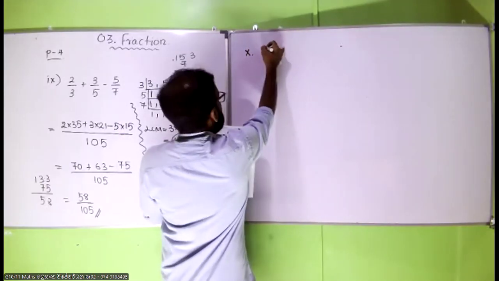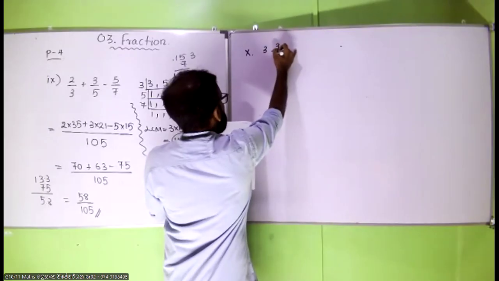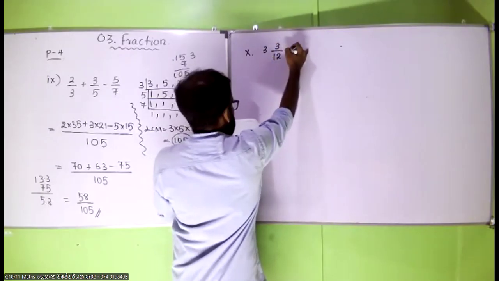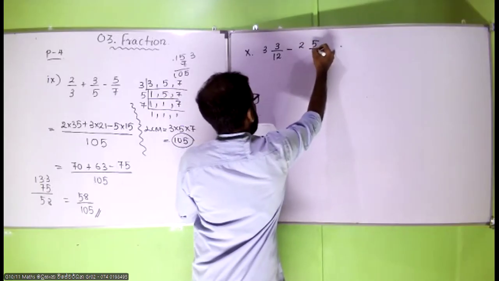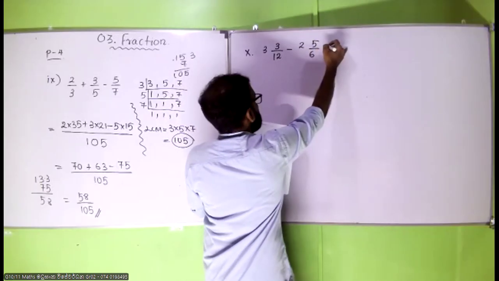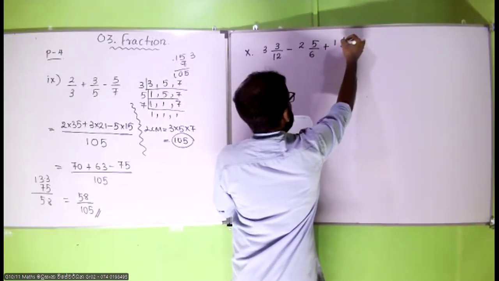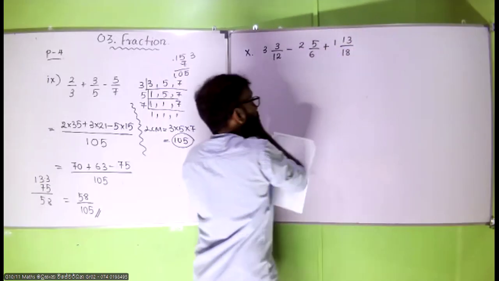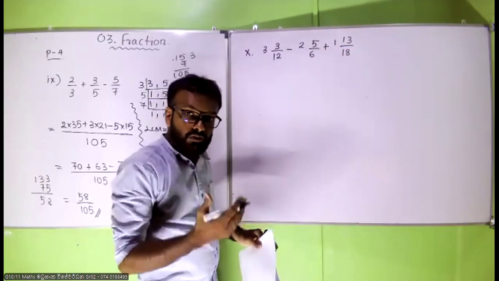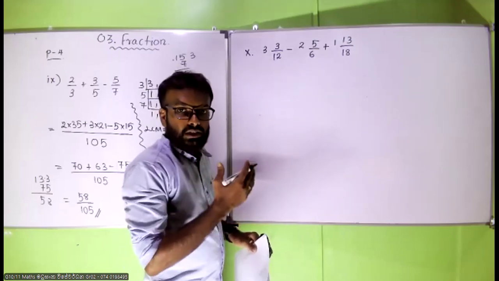X 3 and 3 upon 12 minus 2 and 5 upon 6 plus 1 and 13 upon 80. Right. Now again you have three fractions. Again you have three fractions now. Alright. Definitely find what the LCM is.